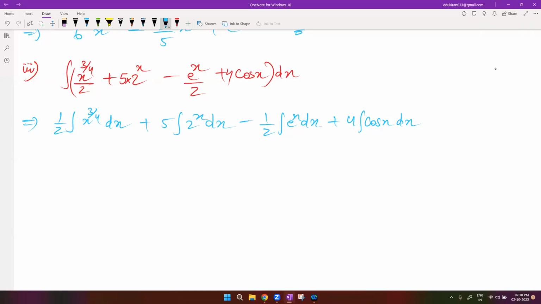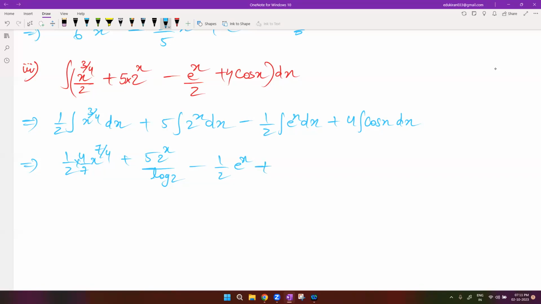Okay. So this becomes 1 by 2 x to the power 7 by 4 into 4 by 7. And we can quickly solve the question now. So this becomes 5 into 2 to the power x divided by log 2. Correct? Minus 1 by 2 e to the power x, and cos x. Integration of cos x.